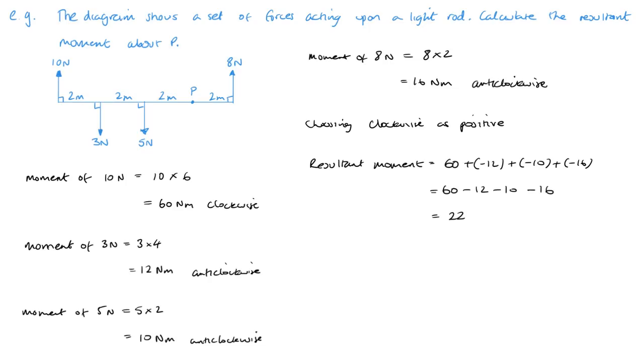And that leaves me with 22 Newton meters clockwise. So at the very end, I can say, therefore, the resultant moment is 22 Newton meters clockwise. I don't have to say that, I can obviously just leave the clockwise in here, as I've already written resultant moment there. Now that's all there is to it for these.